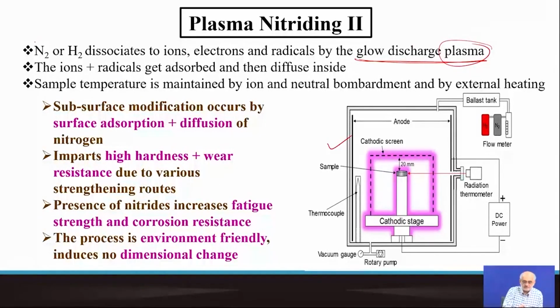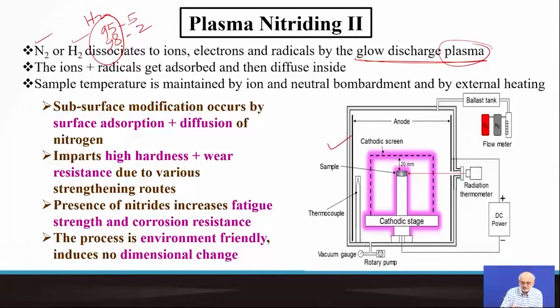So we introduce nitrogen and hydrogen. Unlike ammonia in the case of gas nitriding, plasma nitriding is based on a combination of nitrogen and hydrogen. In fact, in a proportion of about 95 to 5, even 98 to 2, the bulk of it is hydrogen, and just about 1 or 2% is nitrogen. The presence of hydrogen is very important, because it not only helps in creation of the plasma but also is very important for etching the surface and making the nitrogen ions penetrate.